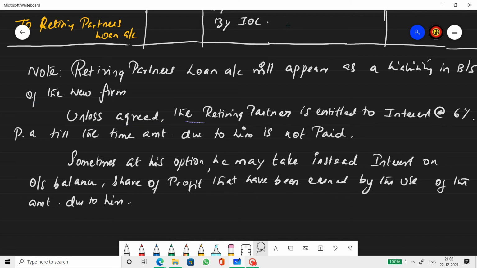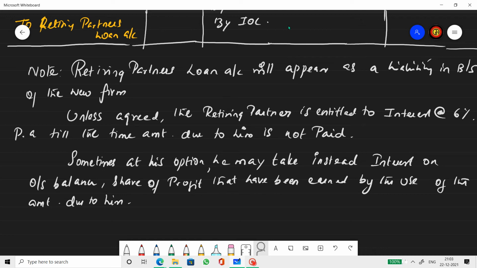Unless agreed otherwise, the retiring partner is entitled to get interest of 6% per annum till the time the amount due to him is paid. So, till it is completely paid, the firm will pay interest of 6% per annum on the outstanding balance in his loan account. But the rate might differ as per the question. If nothing is said, we take it as 6% per annum. If the question specifies, or if it is agreed by all partners, then that is the rate which will be applicable.